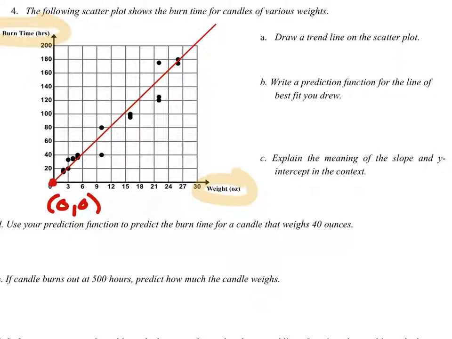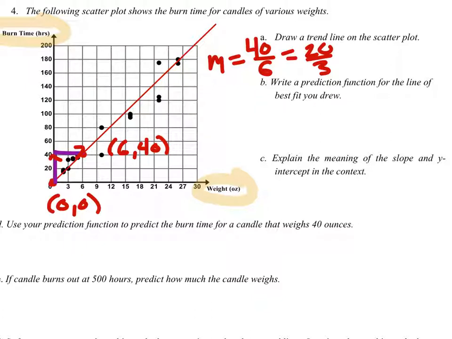And then let's see, another point that we may use would be something like this one, (6, 40). So on these, yeah, let's use the triangle for these. So I would go up 40 for my slope, and then I would go to the right 6. And I can simplify this to be 20/3. So that's my slope so far. y equals 20/3 x.